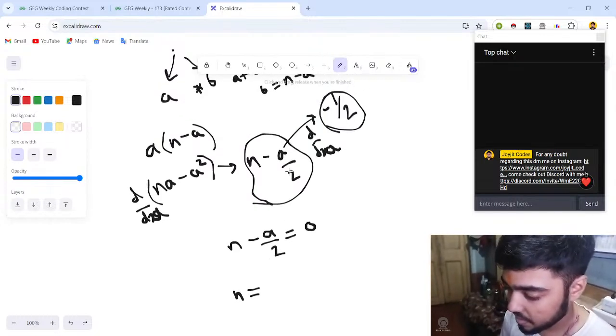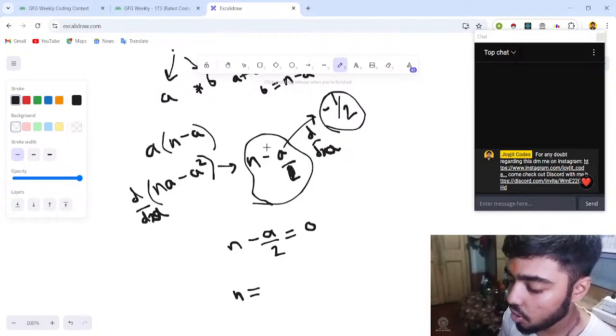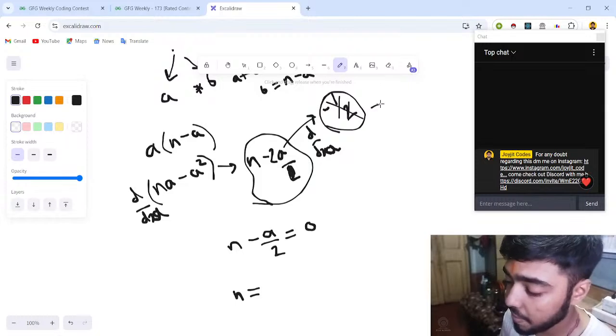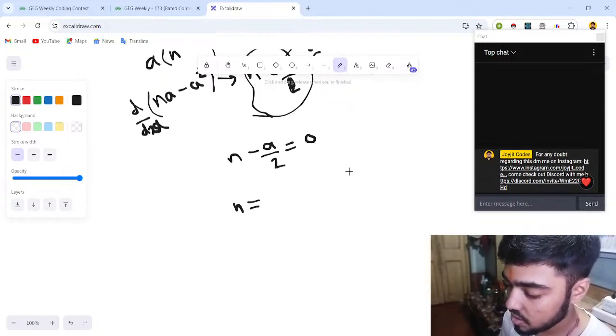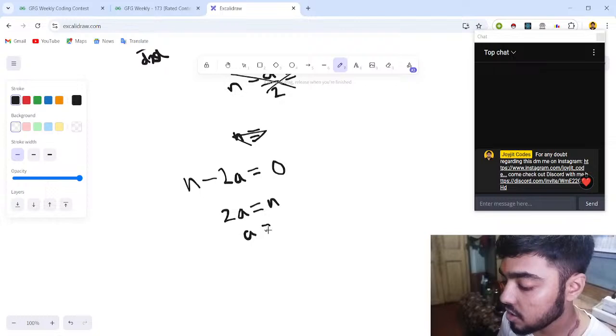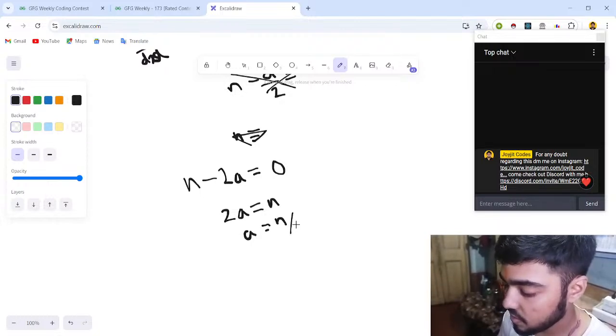This 2 won't be in the denominator, it will be in the numerator. This won't be minus half, it will be minus 2 only. I'm so sorry for the mistake. This is wrong. So it basically means that N minus 2A is equal to 0, which states that 2A is equal to N, and A is equal to N by 2.